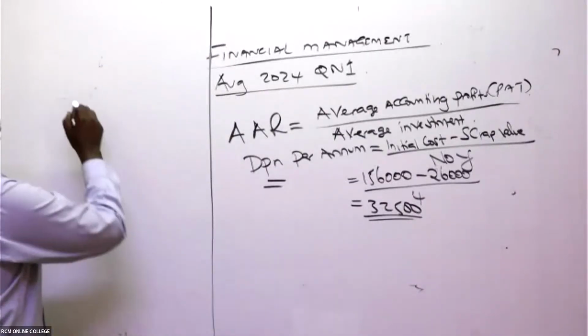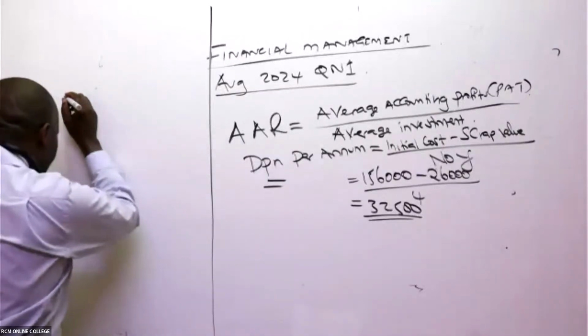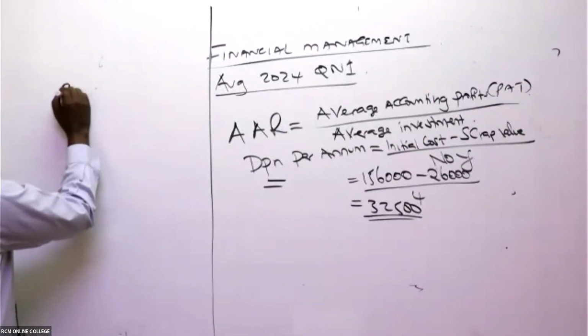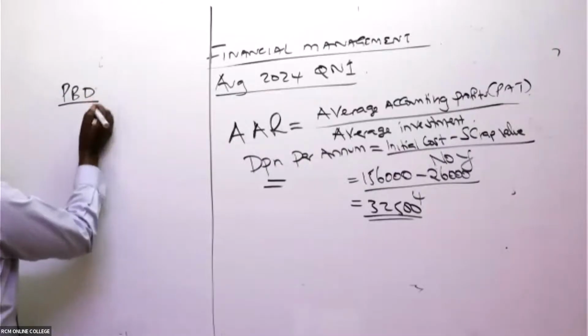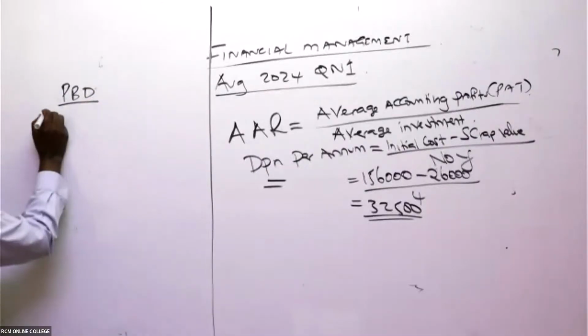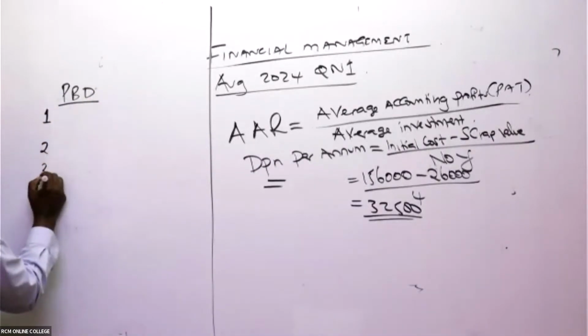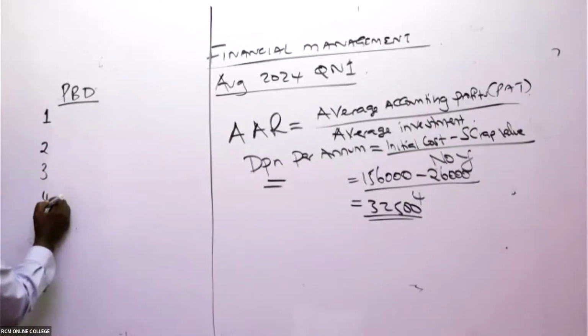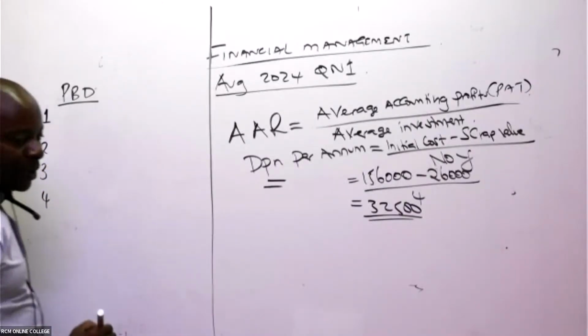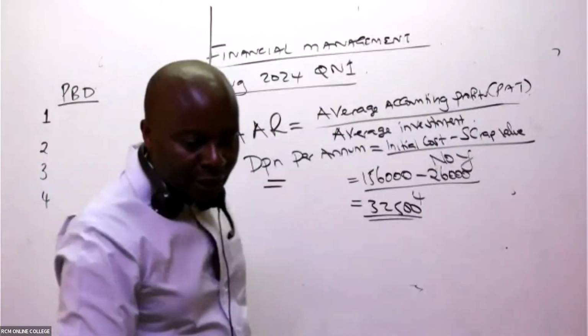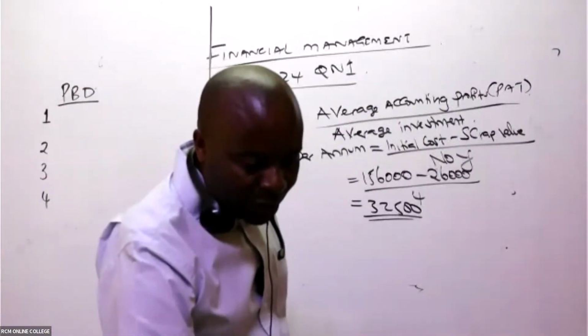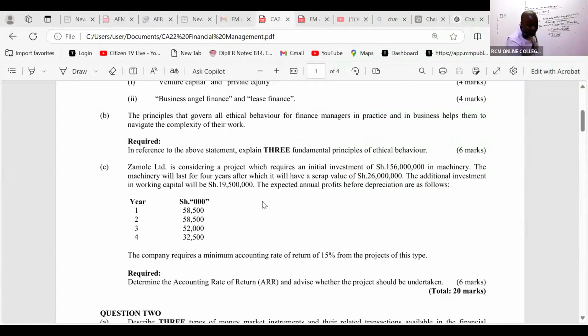And then, of course, now here, we can do our PBDT adjustments. They have given us profit before depreciation here, for each of the years 1, 2, 3, 4. I hope you are able to see this. What are they giving us here? These are the expected annual profits before depreciation.